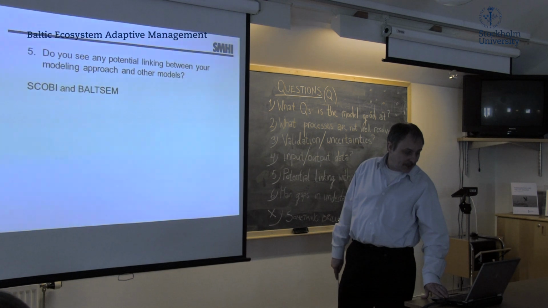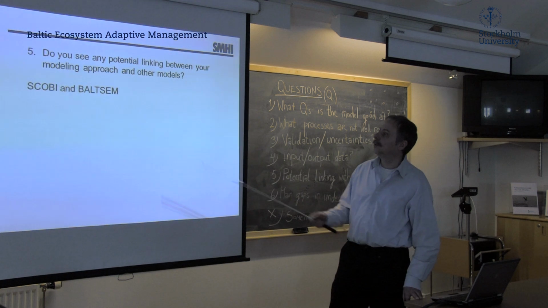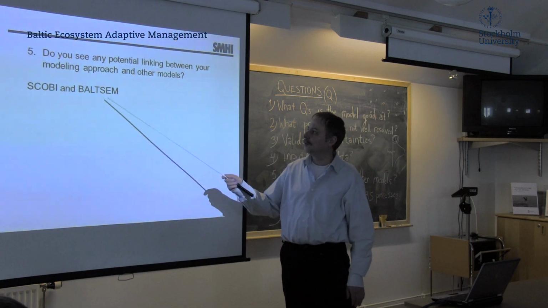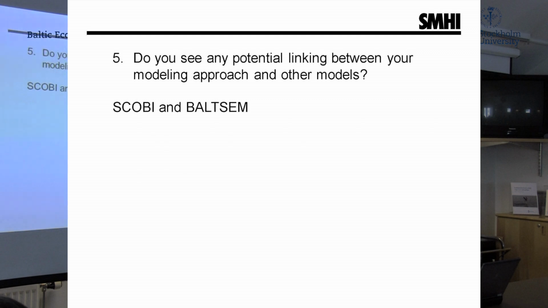Do you see any potential link between your modeling approach and other models? I think we have a quite good collaboration with Stockholm. Here we have a horizontally integrated model of the Baltic, and the RCO-SCOBI is 3-dimensional. For instance, with this model you can do a lot more runs than with the 3-dimensional model.